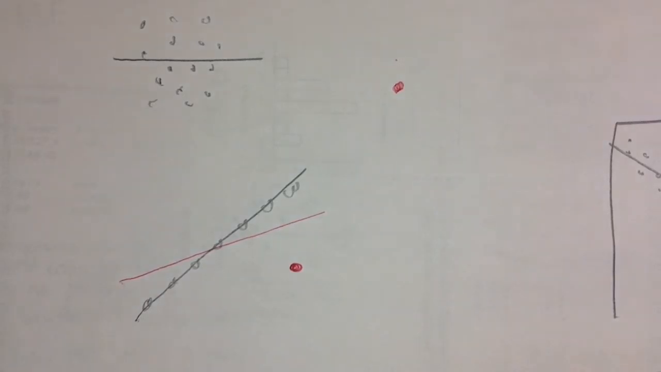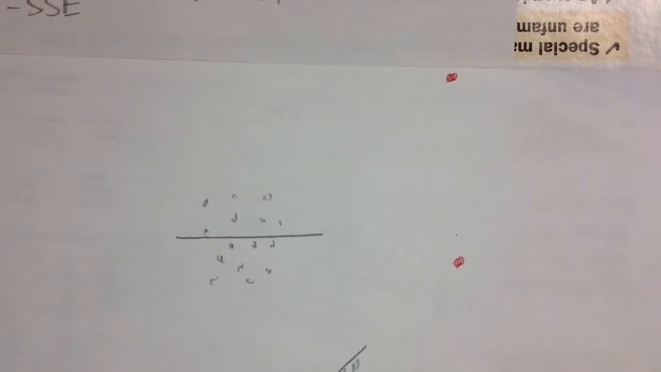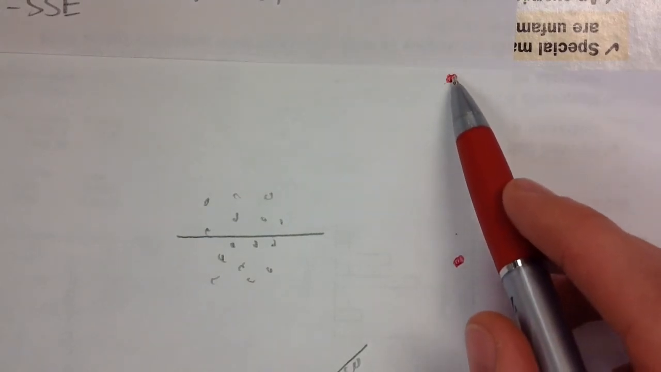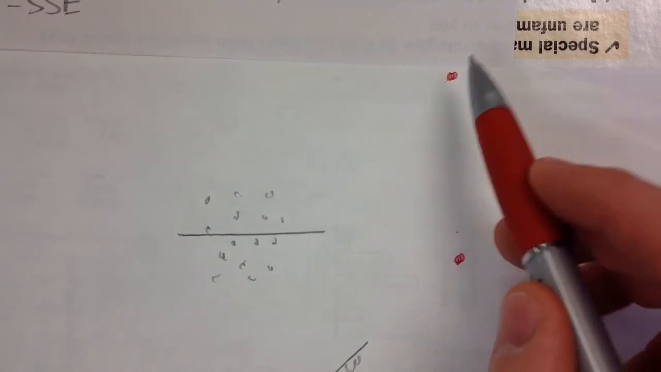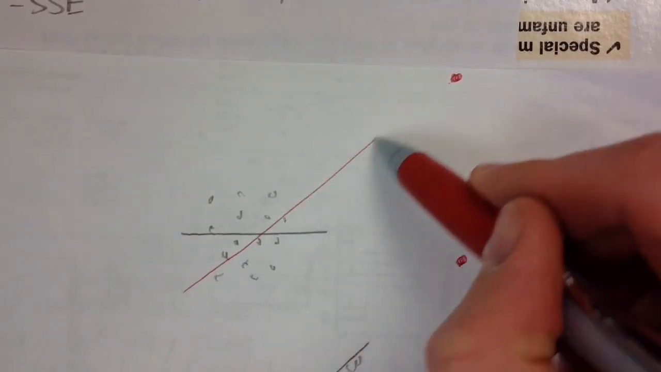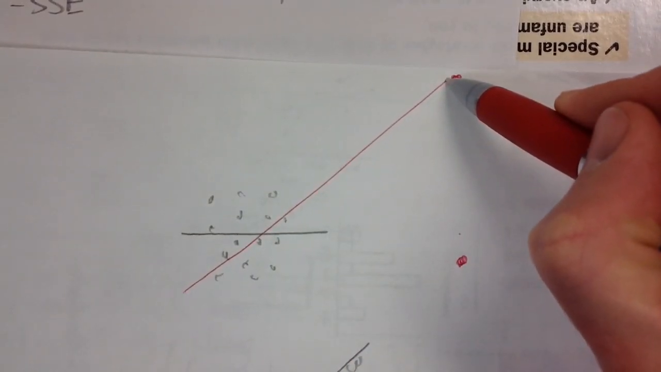And you're smiling, but it matters. Because if you had an outlier like this, that matters a lot. Because it's going to make the model do that. Okay?